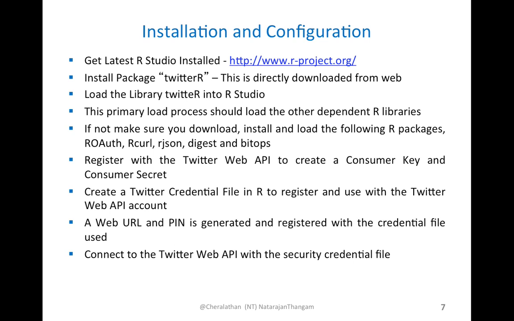As I said earlier, the new version automatically loads and makes available the different packages as well. We will go over the steps of registering with the Twitter Web API, which creates a consumer key and a consumer secret, which is like an SSL certificate sort of process where you have to create a file and authenticate and get access to the Twitter Web account, so you can access the whole world of data that Twitter has to offer. During the process, there will be a URL, and a pin is generated that you have to use for your security credentials.